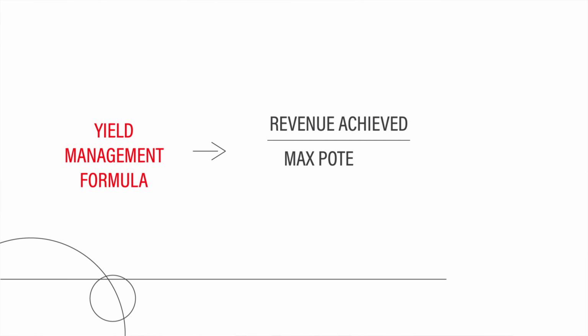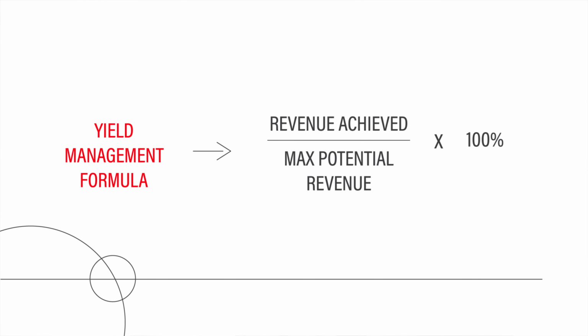Nonetheless, this formula is one of the most commonly used in the hospitality business and is critical to calculate in order to have a baseline assessment of how well our hotel is doing. This is the simplest method for determining how much of our revenue potential we realized. Calculating the formula is as simple as revenue achieved divided by maximum potential revenue times 100%.